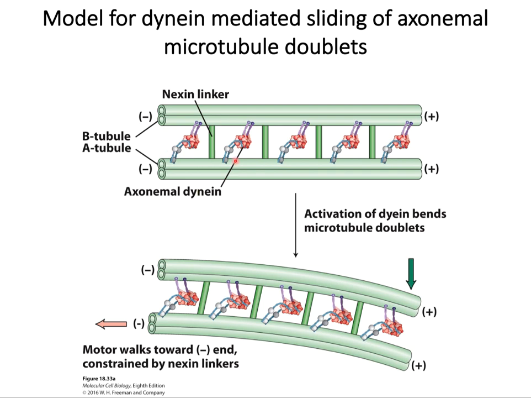But because this structure is so stable, especially because of the nexin proteins, the nexin links are shown here in green, because these are so strong, there is a bending of this flagellum because of the force of the axonal dynein trying to move towards the minus end. So you have this bending. What happens is the bending is translated into a wave, and then this wave is propagated through the flagellum.